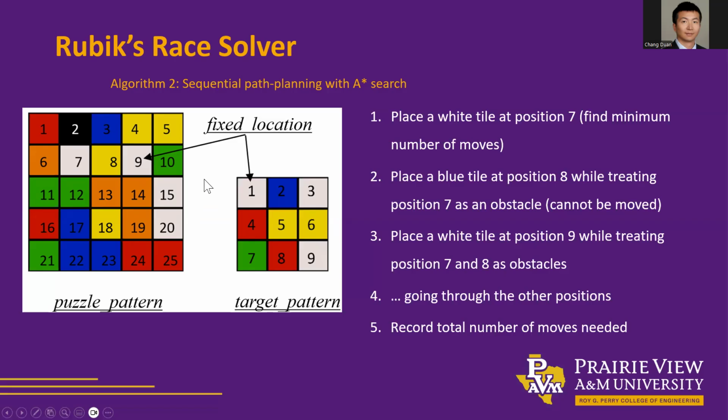The idea of this algorithm is to look at one position at a time. Let's say we look at position number one of the target pattern, which has a white tile. So position 7 over here, we have to match that white tile, and we want to find the minimum number of moves to do that. In this example, position 7 is already a white tile, so we're going to move on to the next position.